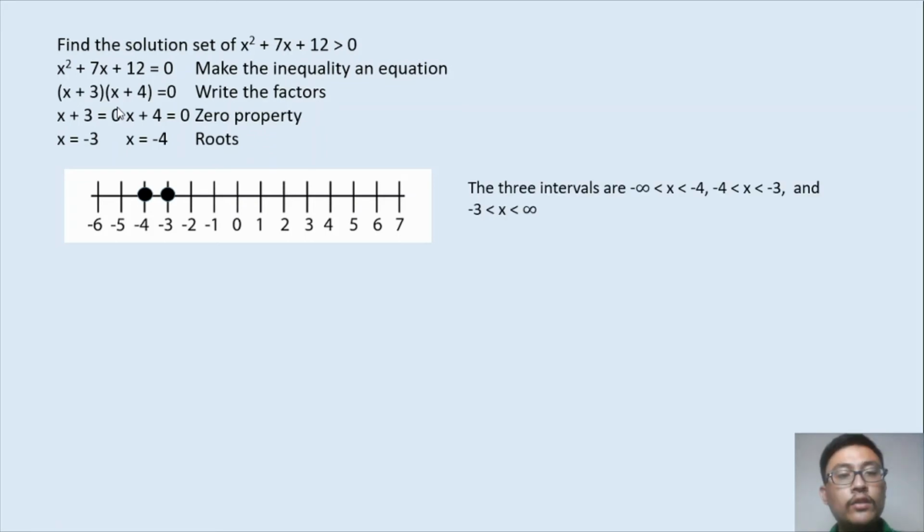So, meron tayong 3 intervals dyan. Ang una is yung x is greater than negative infinity and less than negative 4. Then yung isa is x is greater than negative 4 and less than negative 3. Then x is greater than negative 3 and less than positive infinity.